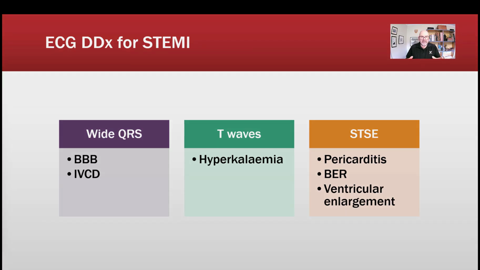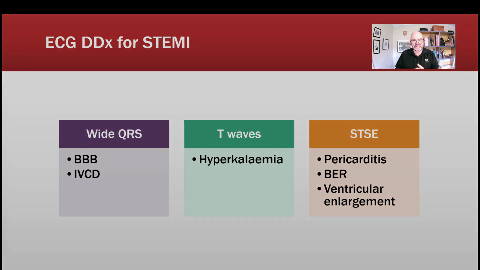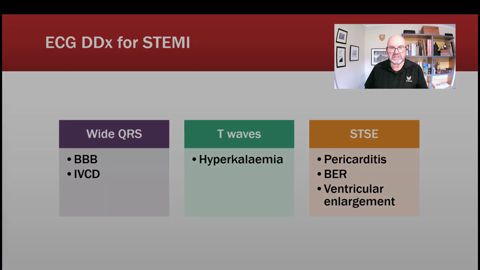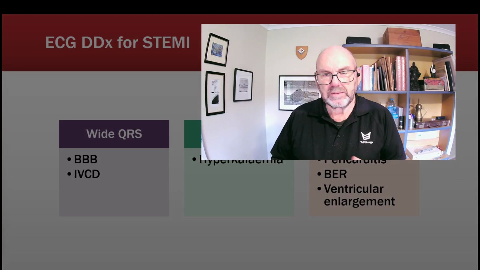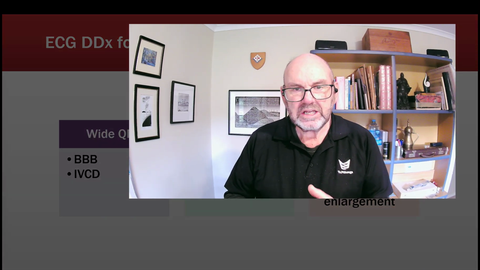I'll finish off by reiterating how important it is to look for regional changes, particularly where there's reciprocal change, to confirm the presence of a STEMI. So the default setting is STEMI until there's sufficient evidence to disprove it.